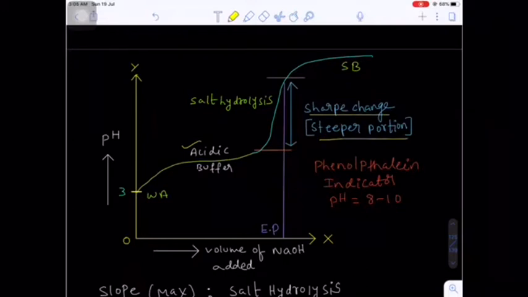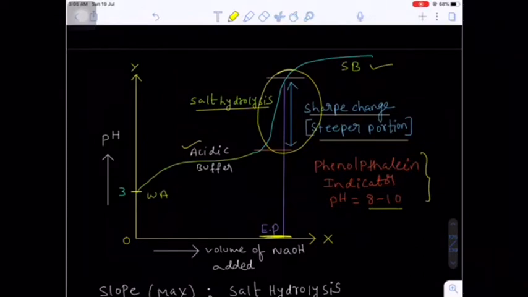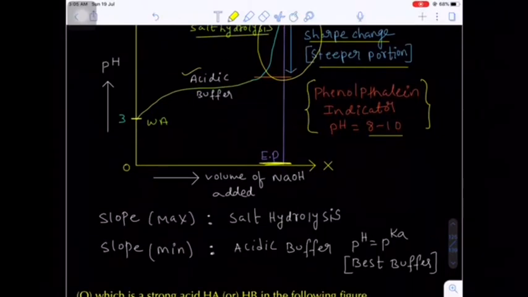After completion of the buffer region, at the equivalent point, immediately the pH of the solution rises. That's why the curve becomes very sharp. There is a sharp range, the steeper portion. Here the pH value increases because of salt hydrolysis. This is the equivalence point. Okay. After that, again the pH of the solution increases due to formation of a strong base, that is the NaOH. Here there is a sharp increase in this range. Now in this range, that is the 8 to 10 range, the phenolphthalein indicator is a suitable indicator which we can use in this titration. Are you getting my point?